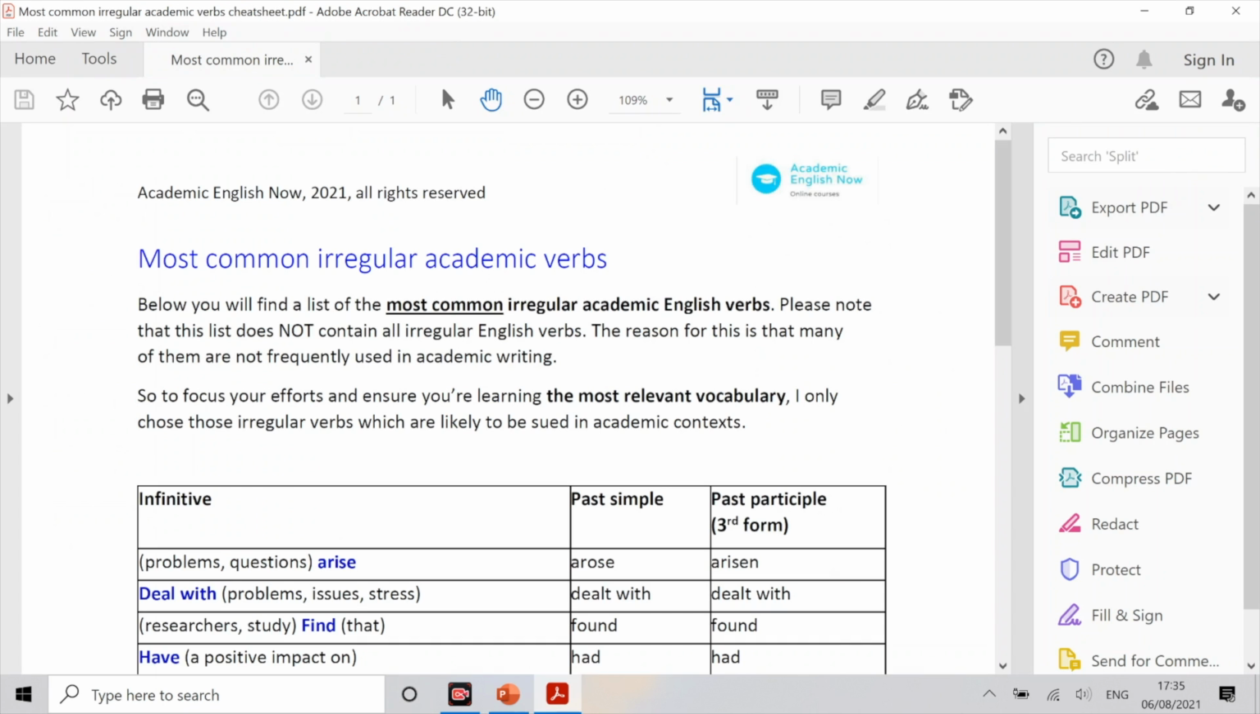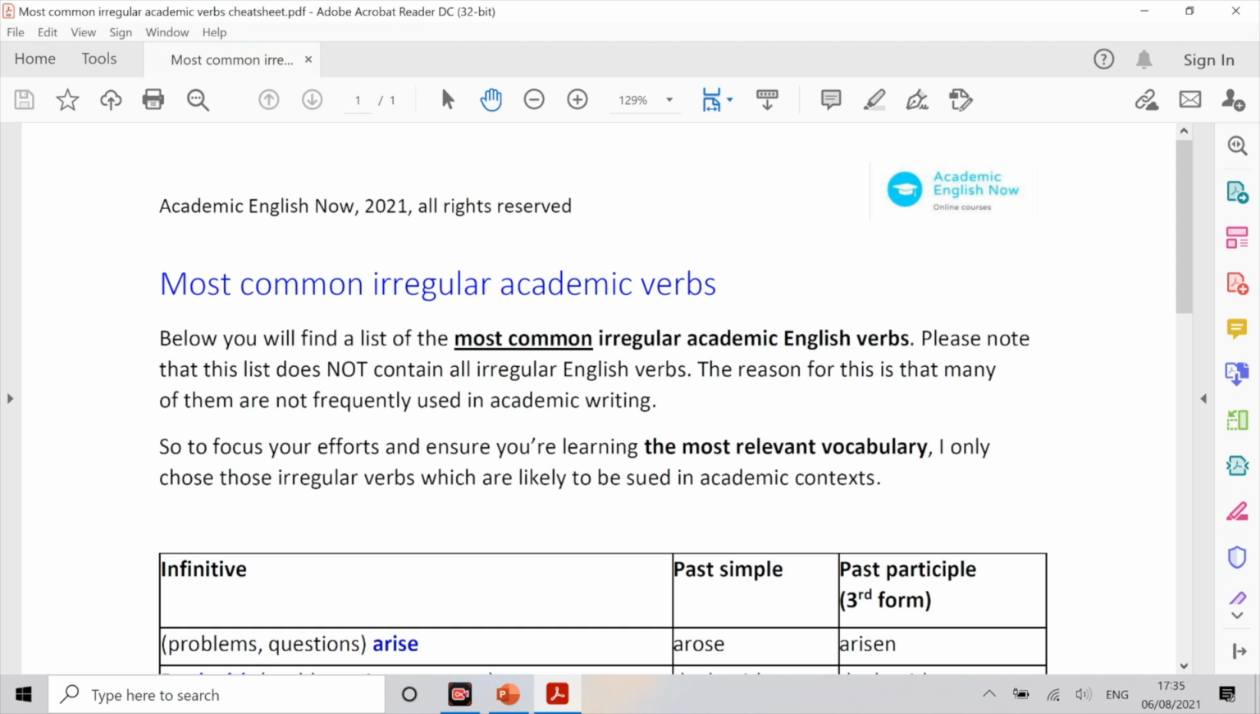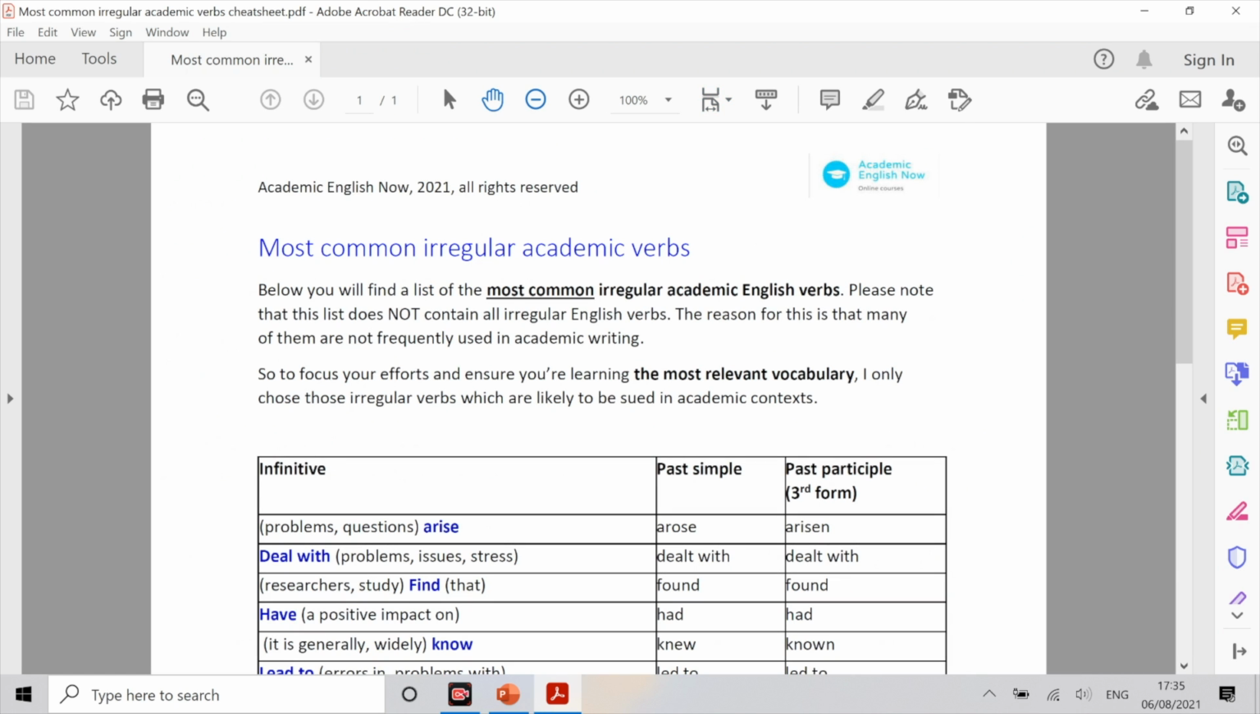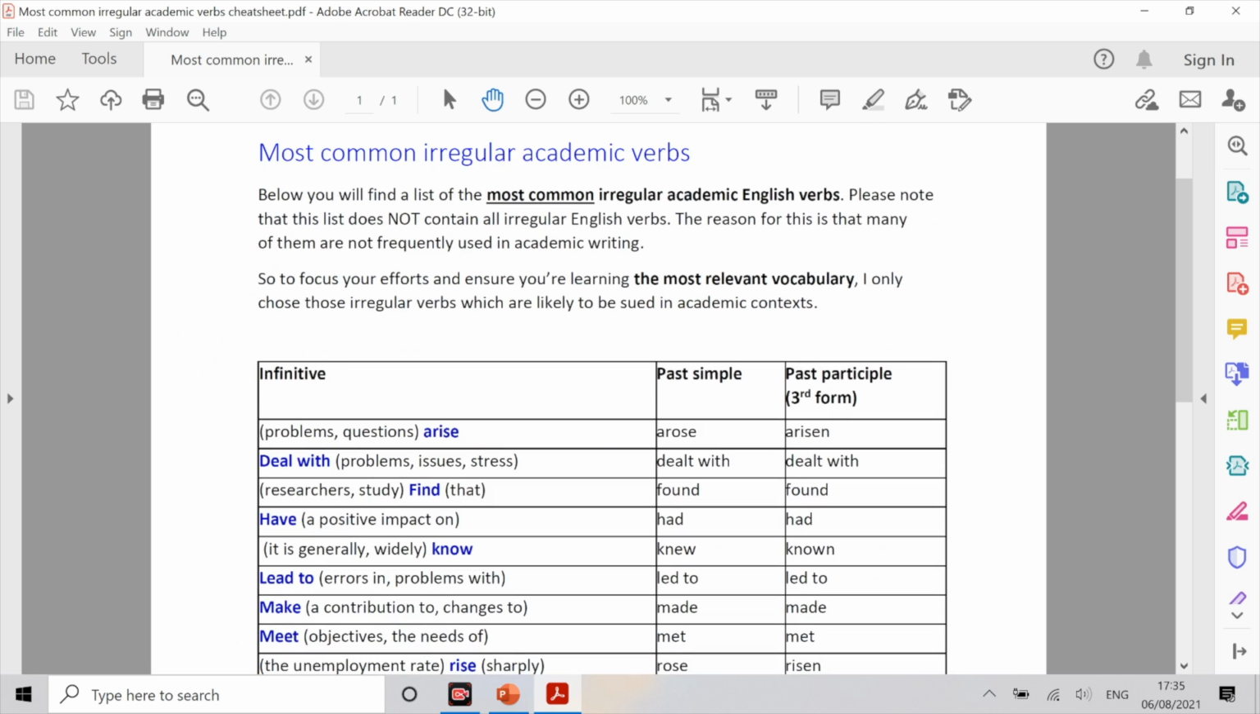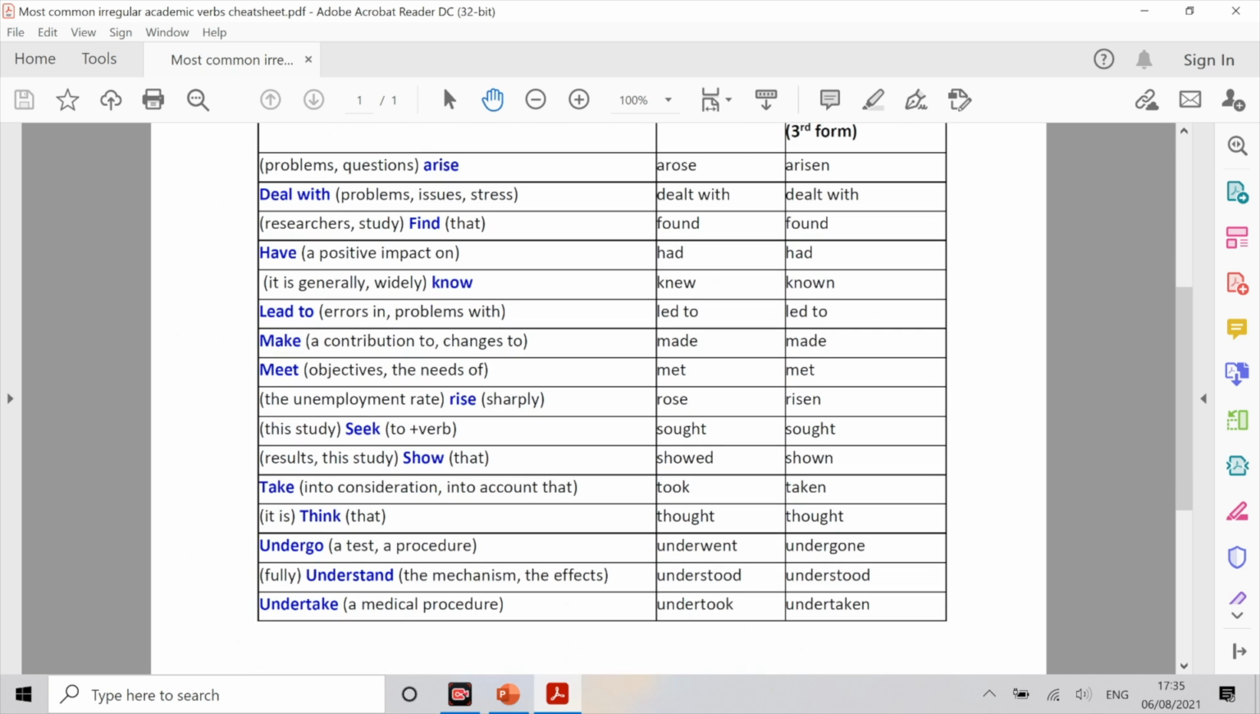So you can download it. It's a PDF document. Right, and as I said, in academic writing, 90% of verbs are regular. So you don't have to worry about them. You just add ed at the end. But there are a few that are common and they are irregular, right? There aren't many, as you can see, there's probably like 10, 15 here.